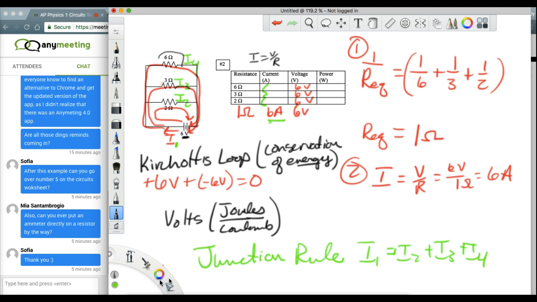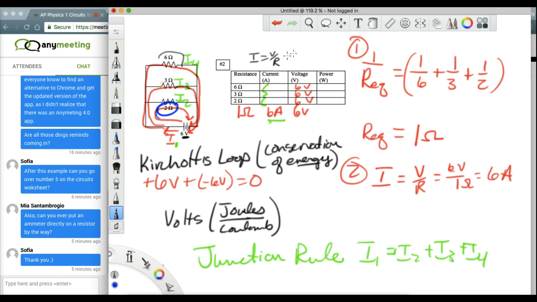Now the one that's going to get the highest amount of current is going to be the lowest resistor, because the current's always going to want to take the path of least resistance. So I know that the 2 ohm resistor is going to have the highest current. Let's see if that checks out up here.